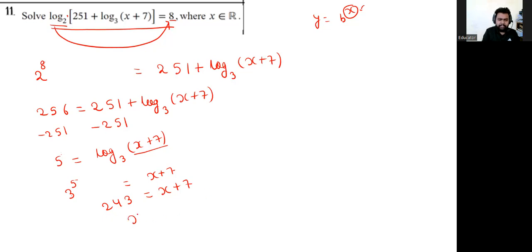So now x is equal to 243. I'm going to subtract 7 from both the sides. So that will become 243 minus 7, that will become 236, and that is the value for my x. And this is how you are supposed to deal with this question.